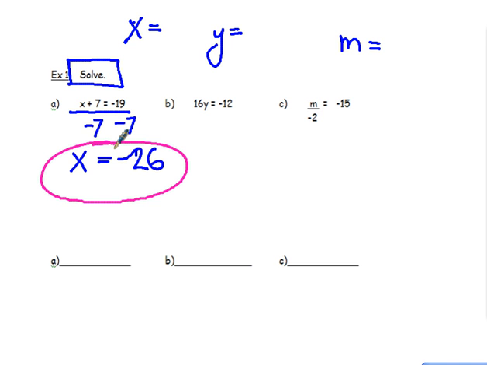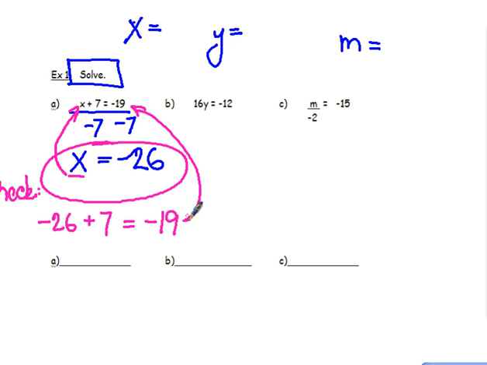If we want to check it, it's a good idea. How do we check? We will take that value of x and put it right back into the original equation, and we will check whether it's true. So we will take -26 for x plus 7. Try to figure out what it is equal to, and we will compare it to the right hand side of the equation. -26 plus 7 is -19, and that's exactly what we have in the original equation. Yes!